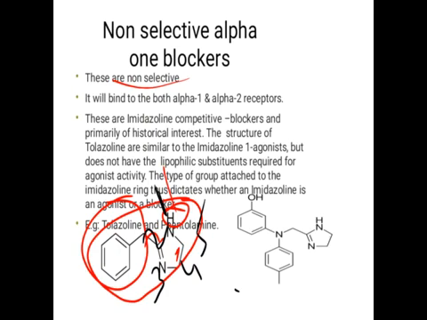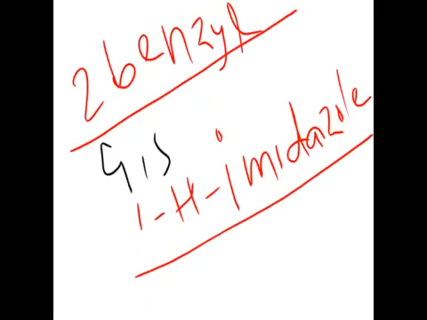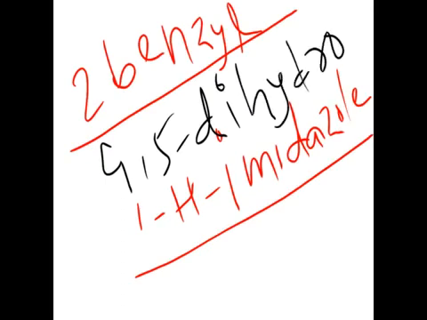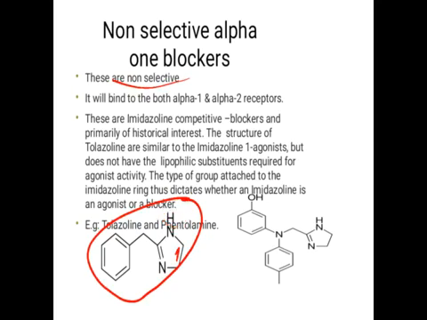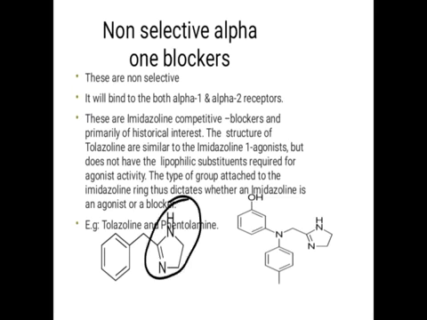At that time it is called 4,5 dihydro. So what will be the nomenclature for the tolazolin? It is 2-benzyl 4,5 dihydro 1H imidazole. So tolazolin, that is the non-selective alpha blocker which can bind to the alpha 1 receptor as well as alpha 2. So it is 2-benzyl 4,5 dihydro 1H imidazole. So that is the nomenclature for this tolazolin.